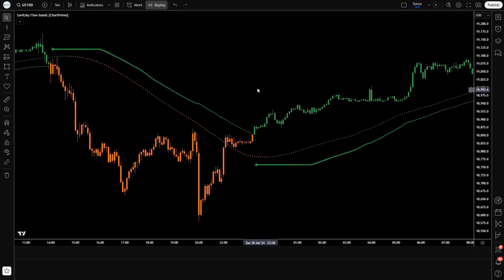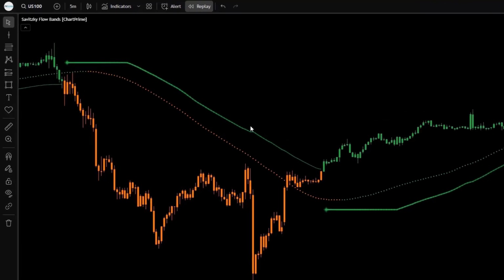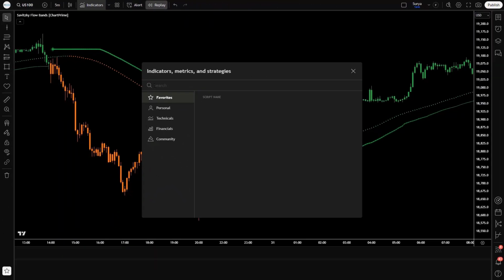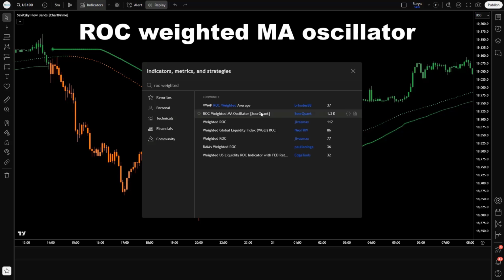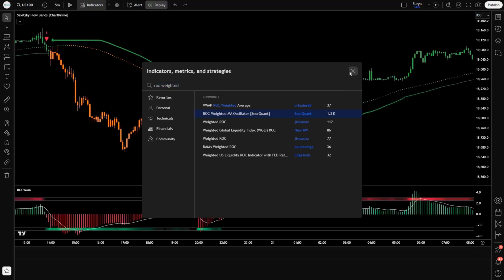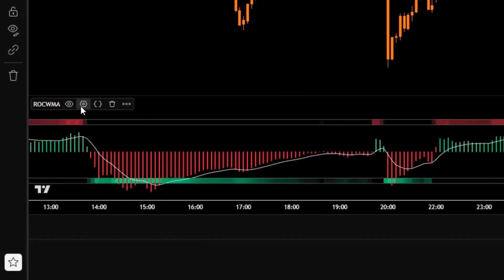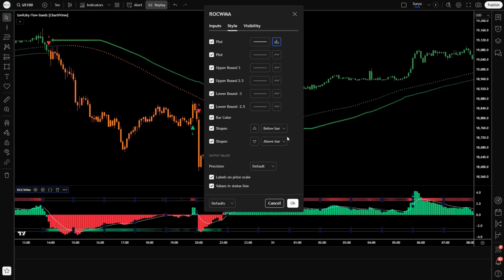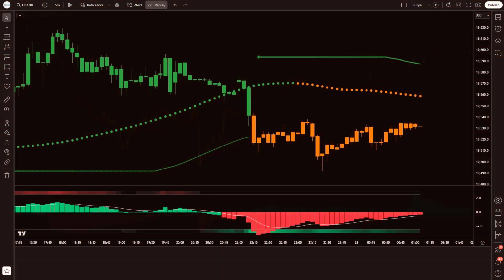Click on OK. Now let us add another indicator to the chart, so that this strategy is more profitable. Let's click on Tradingview Indicators. Search here. ROC-weighted MA oscillator. Add this indicator to the chart. Now click on the settings icon of the ROC-weighted MA oscillator indicator. Change the ROC length to 53 instead of 55. Change the MA length to 9 instead of 7. Tap on Style. Here some settings have to be changed. Click on OK. Now our setup is ready.